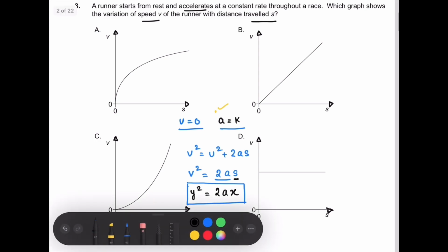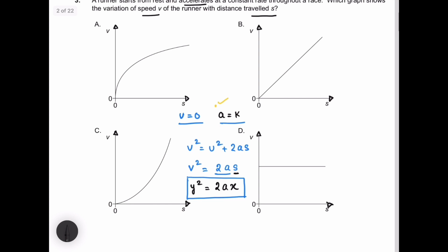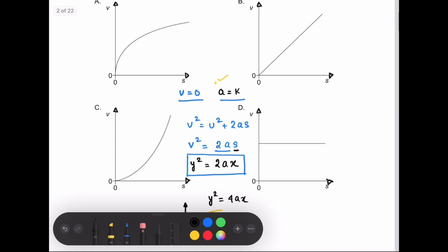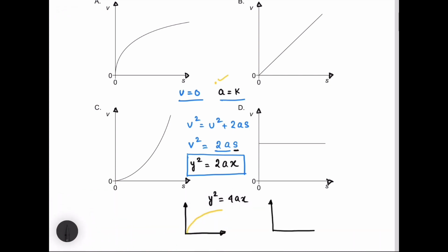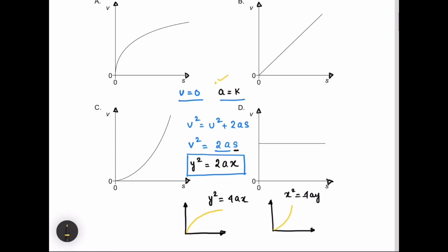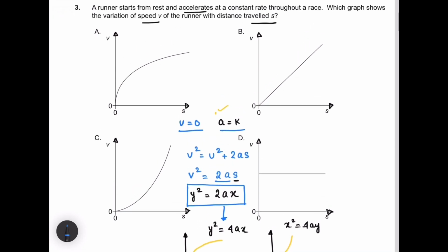So that means y square equal to 2ax would be a parabola, right? And we know that for a parabola there are 2 types of parabola. y square is equal to 4ax, right? So this is a parabola. So this parabola goes like this, right? And there is another type of parabola which is x square equal to 4ay, right? So this parabola goes like this, so this equation matches this parabola, right? So that means the option will be option number A. So I hope you got the question.